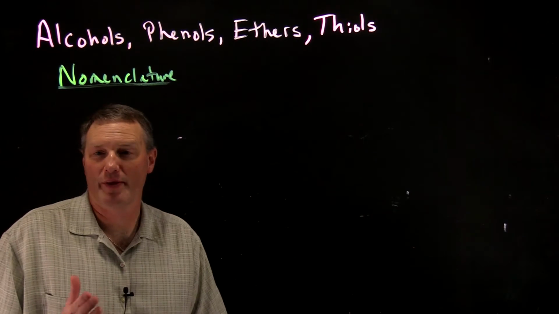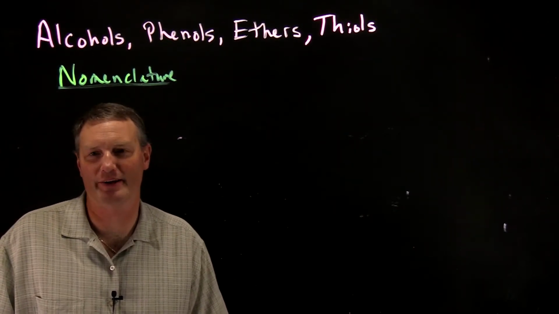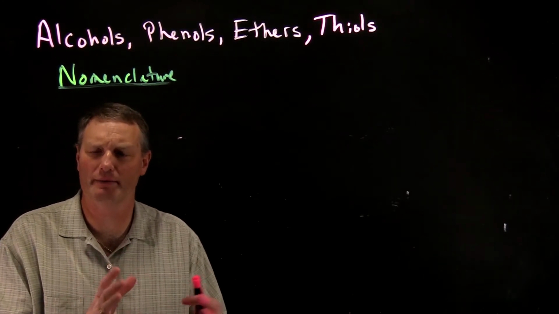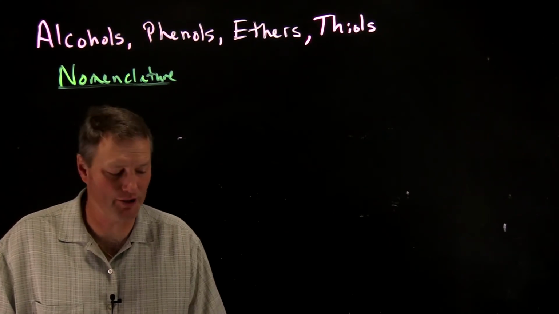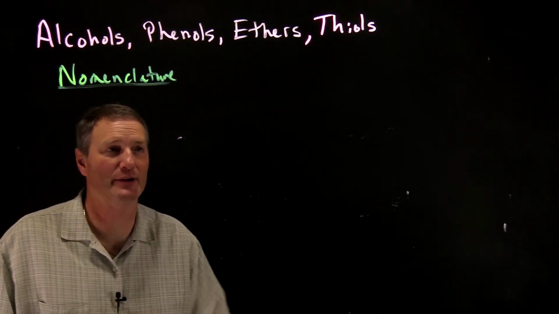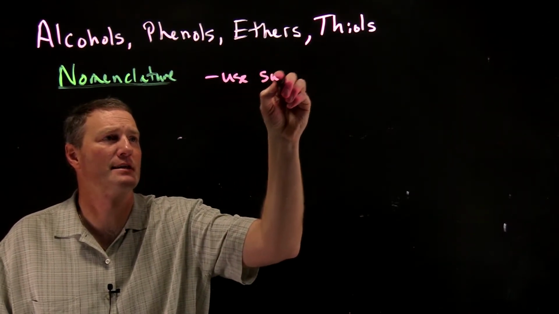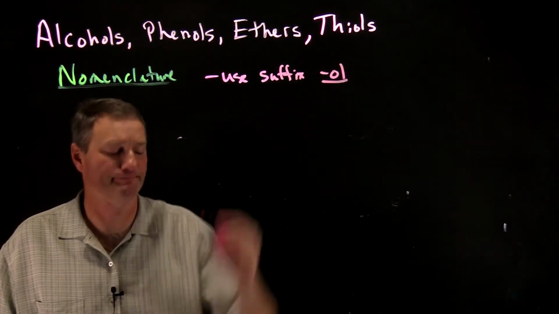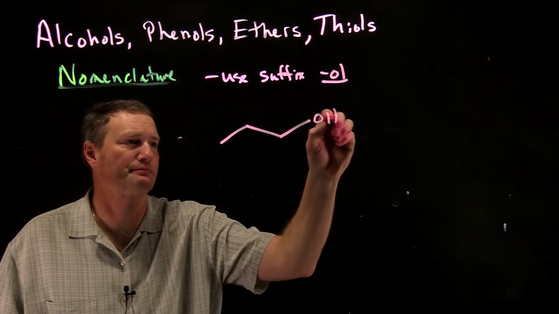All right, continuing on with our discussion of alcohols, phenols, ethers, and thiols, let's take a look at the nomenclature of these four functional groups. And we'll do this sort of all in a sequence, just so we can get this out of the way. Alcohols. Now, these are a very, very important class of molecules. And they're going to use the suffix OL. All right, so let's just take a look at a very simple molecule.